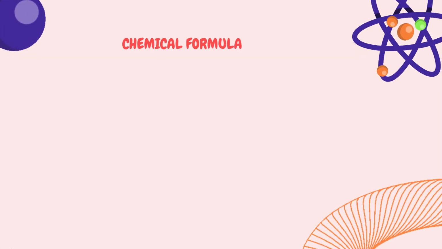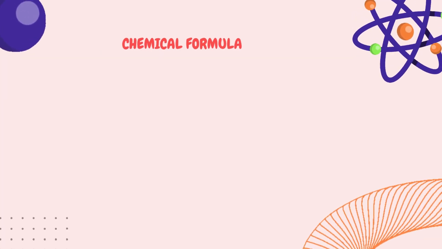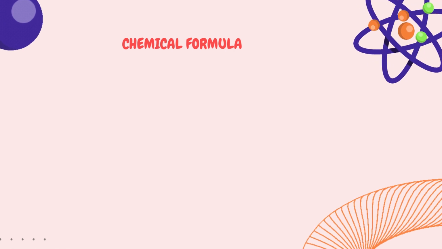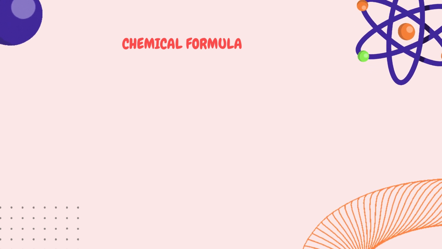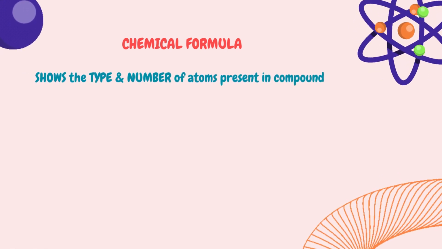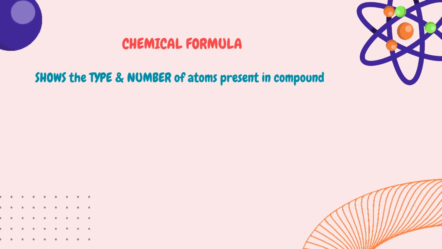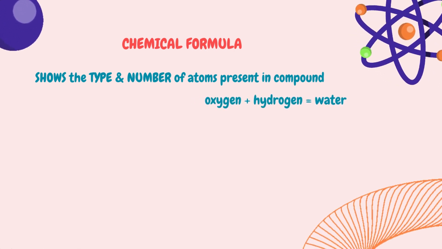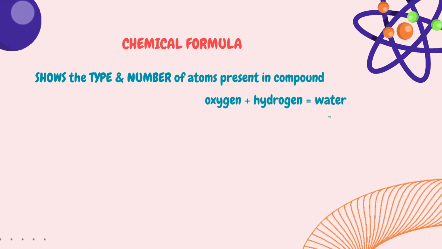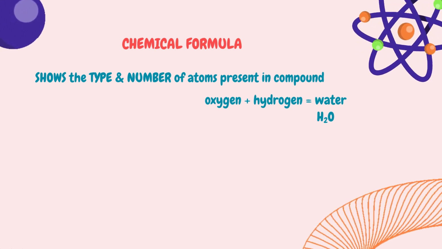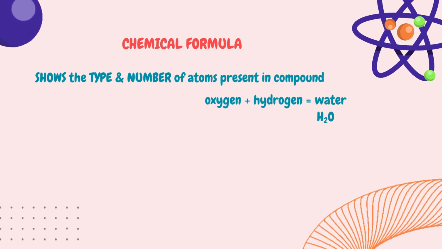Elements combine chemically to form a compound. A set of chemical symbols present in a compound can be shown by a chemical formula. A chemical formula shows the type and number of atoms present in the compound. For instance, when oxygen and hydrogen react, water, a compound, is formed. The chemical formula H2O shows the type and the number of atoms present in the water molecule.